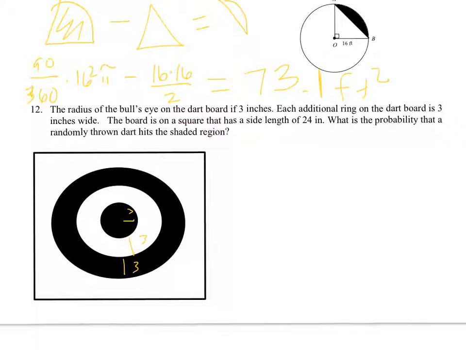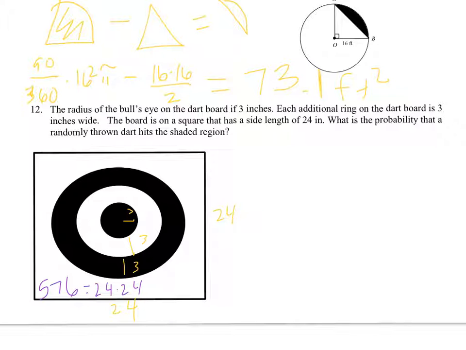The board is on a square that has a side length of 24 inches. Saying the square, so it's going to be the same. What's the probability that a randomly thrown dart hits the shaded region? So first I have to know what my total is. My total is going to be the 24 times 24 because it's going to be the area of my square. So I'm going to write that down. This right here is 24 times 24.